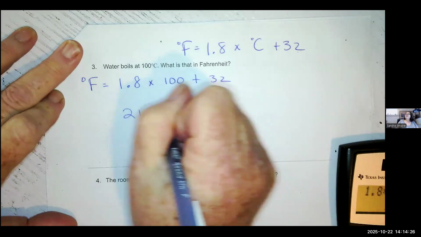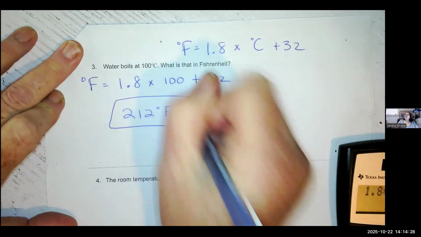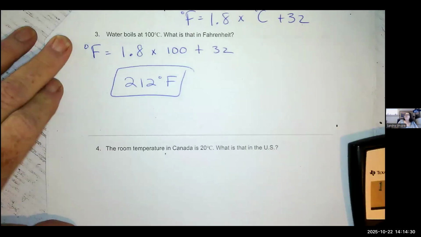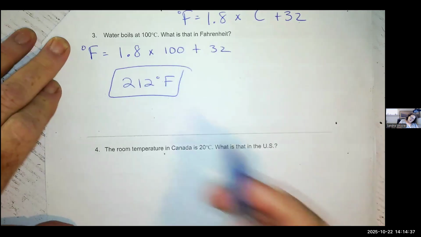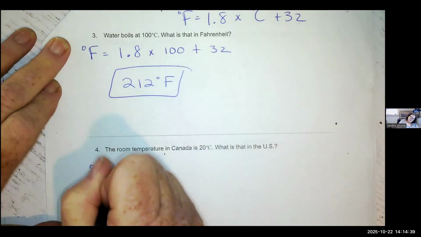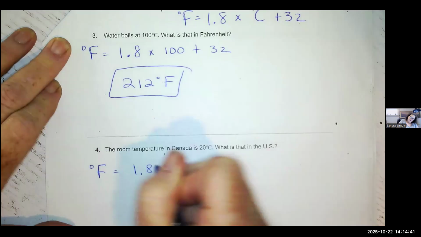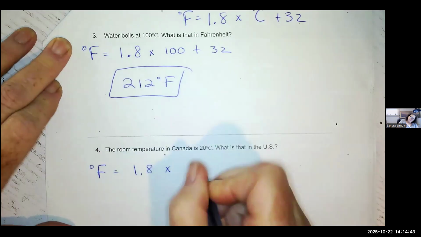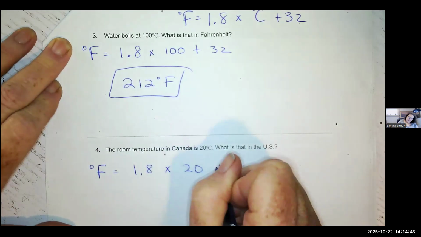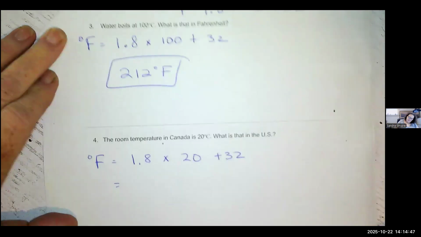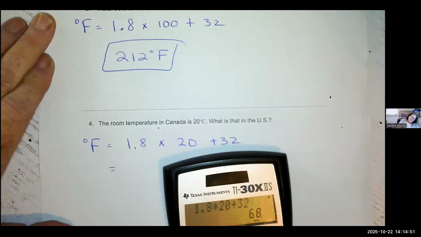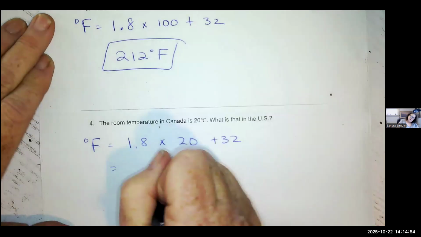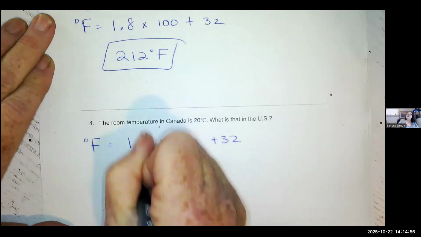Okay. The room temperature in Canada is 20 degrees Celsius. What is that in the United States? So we're looking for Fahrenheit. Again, same problem: degrees Fahrenheit equals 1.8 times the degrees Celsius, which is 20, plus 32. 1.8 times 20 plus 32 is 68 degrees Fahrenheit. So 20 degrees Celsius is 68 degrees Fahrenheit.